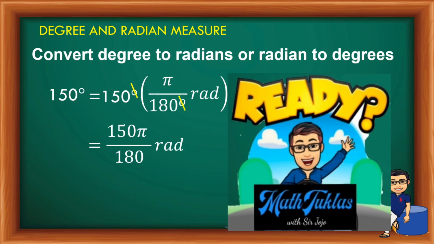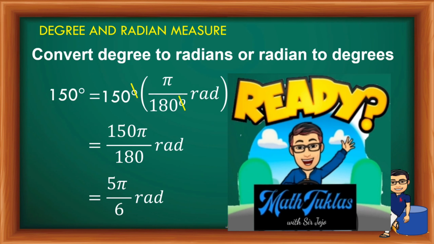Both can be divided by 30. So, when we divide 150 by 30 and 180 by 30, this will be the result. 150 divided by 30 is 5, then 180 divided by 30 is 6. So therefore, our answer is 5 pi over 6 radian. So the radian measure of 150 degrees is equivalent to 5 pi over 6 radian. And that is the radian measure.